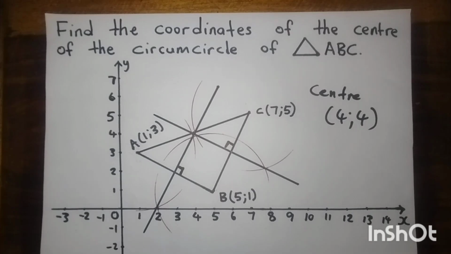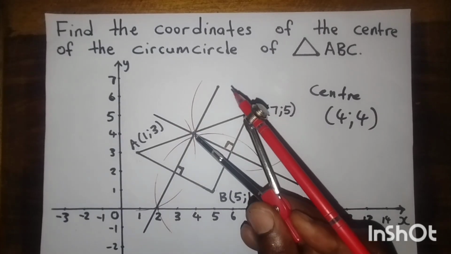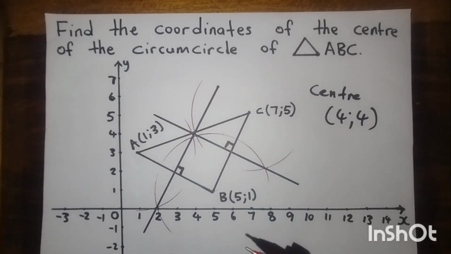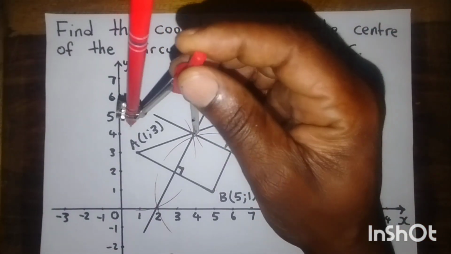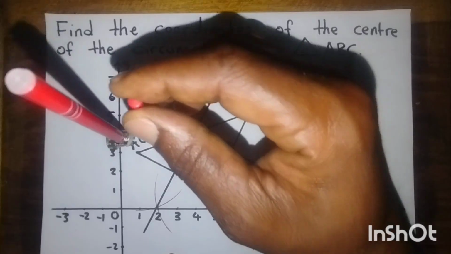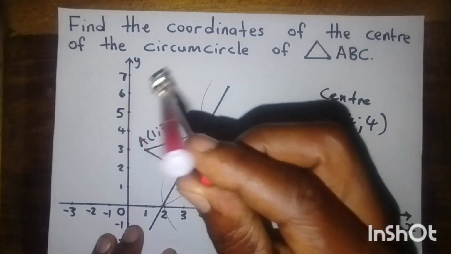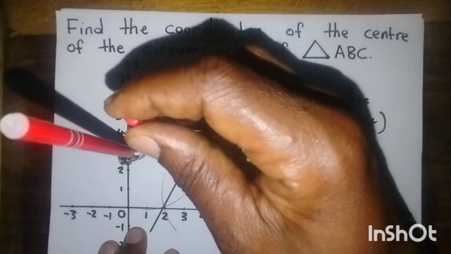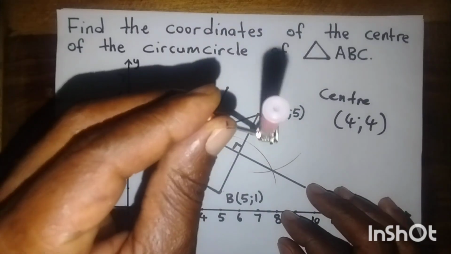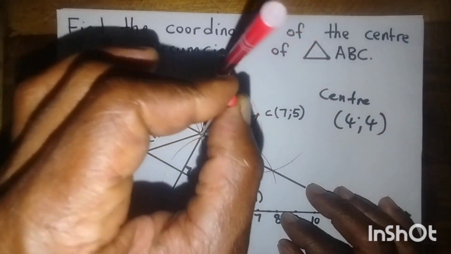Let me show you how to draw the circumcircle of triangle ABC with the coordinates (4; 4), which is here, where the perpendicular bisectors meet. So this is my center of the circle, and I open my radius from the center to the point, either to the point A or to the point C. So I'm going to draw the circumcircle of triangle ABC.